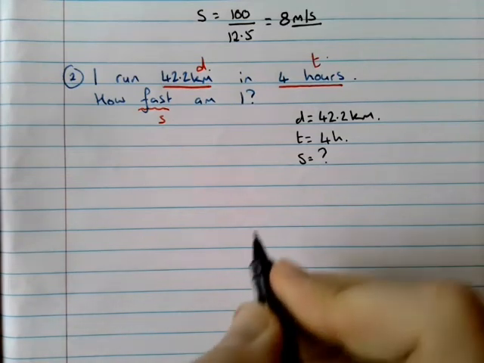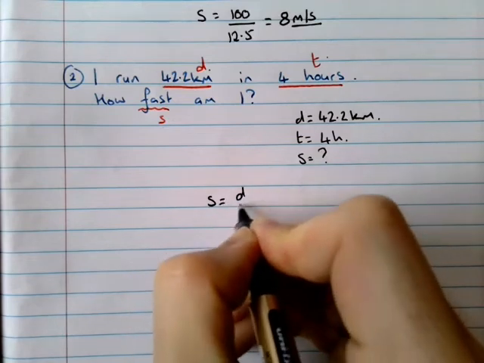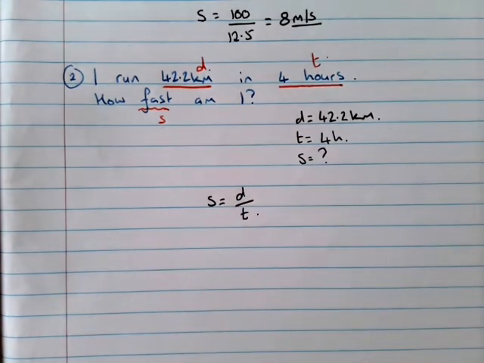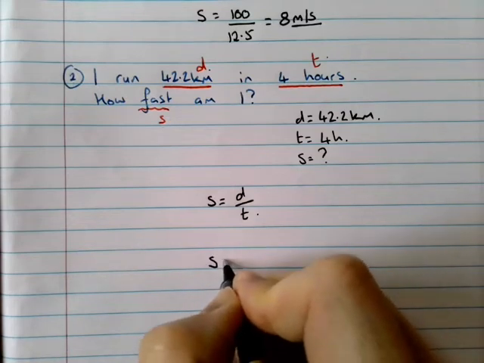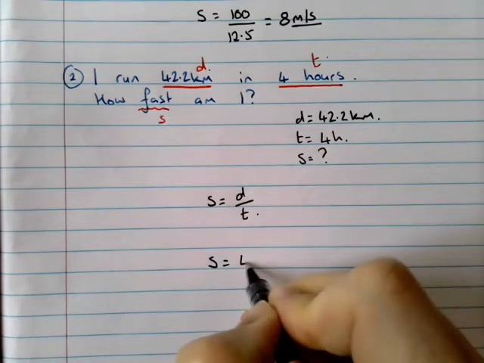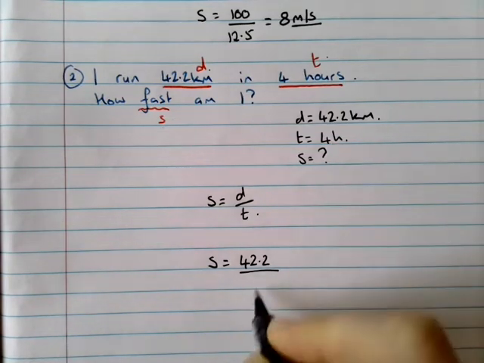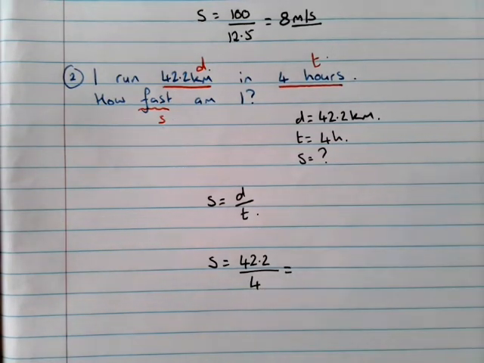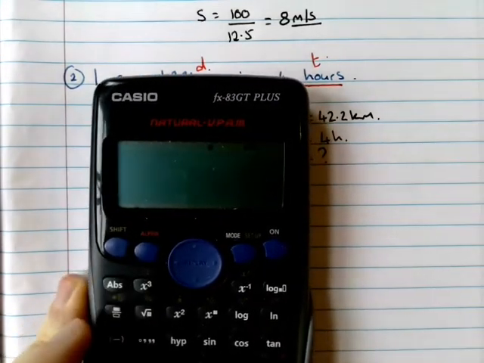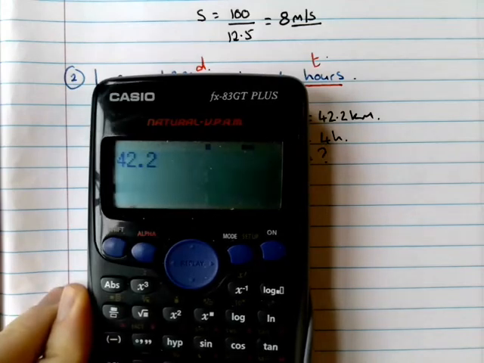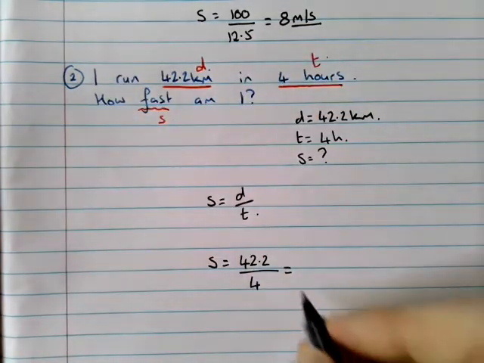Okay. Next, I'm going to write out my equation. Speed equals distance divided by time. Then I'm going to put the numbers into that equation. So speed equals my distance is 42.2 divided by my time is 4. And I can work that out. So 42.2 divided by 4 gives me 10.55.